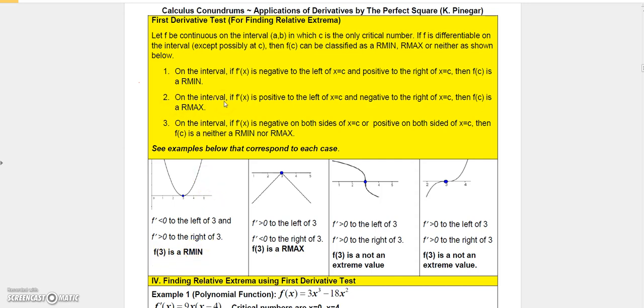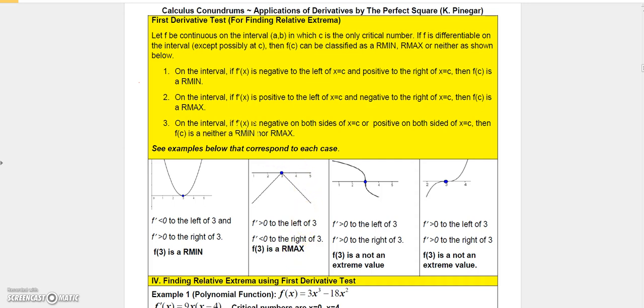Now here it says if f prime is positive to the left of c and negative to the right of c, then f of c is a relative max. Now, take a look here. Again, at 3, you have a critical number because you have that sharp corner. Notice to the left of 3, the function is increasing, which means the derivative is positive, and to the right of 3, the function is decreasing, which means the derivative is negative. So since the derivative is positive to the left of 3 and negative to the right of 3, then f of 3 is a relative max.